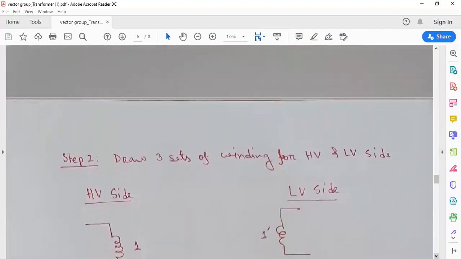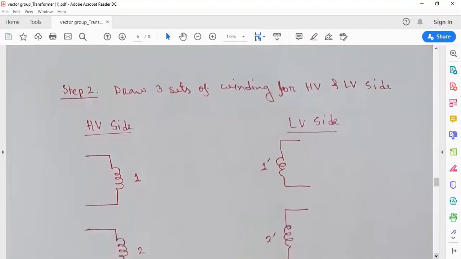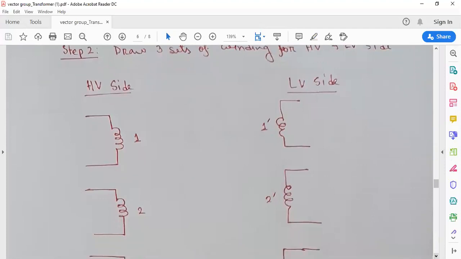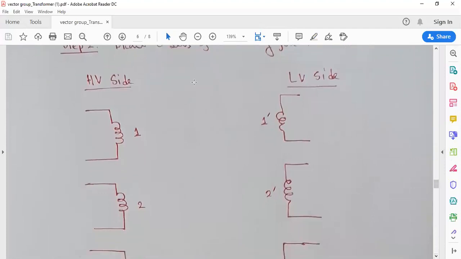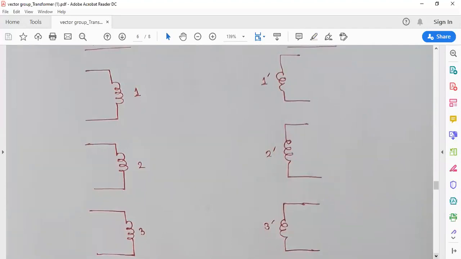Now, the second step is how we can draw the connection diagram. First step is drawing. We know this is a three-phase transformer, so definitely there will be 3 windings in the primary side or high voltage side, and there will be 3 windings in the secondary side, the low voltage side. I have drawn it. I haven't drawn the Y connection or delta connection yet. This is the first winding, second winding, third winding for the high voltage side, and first winding, second winding, third winding for the low voltage side.